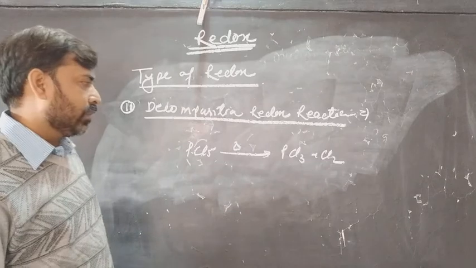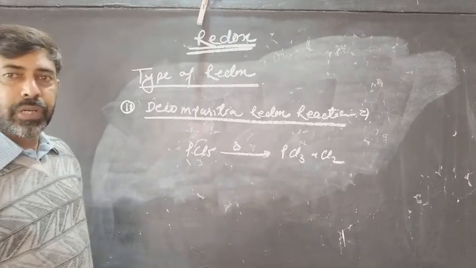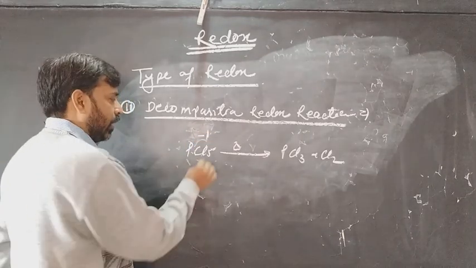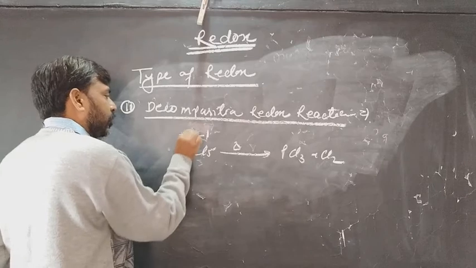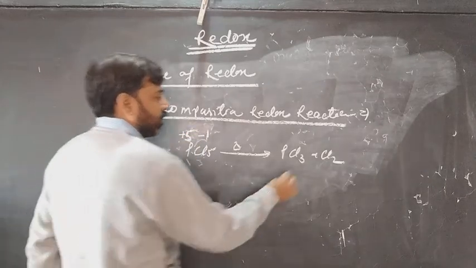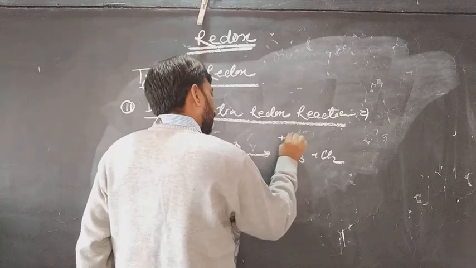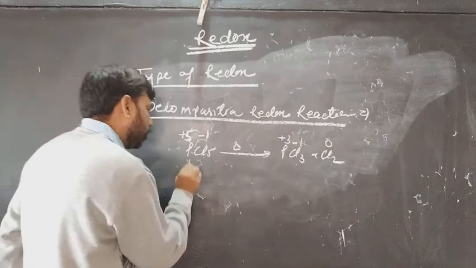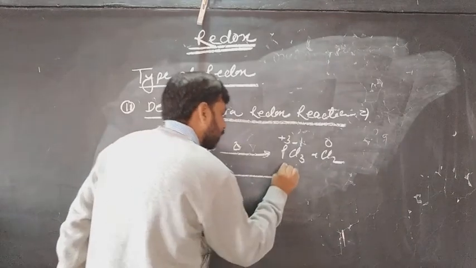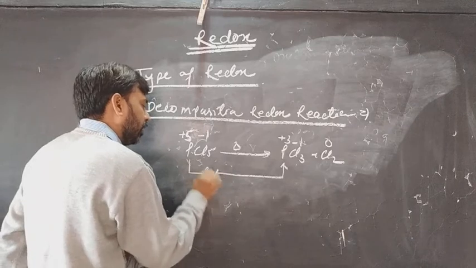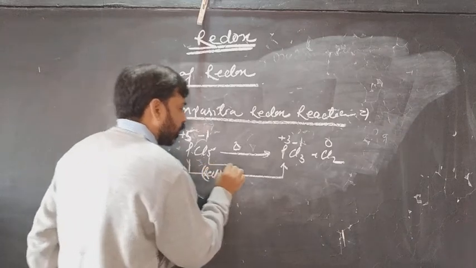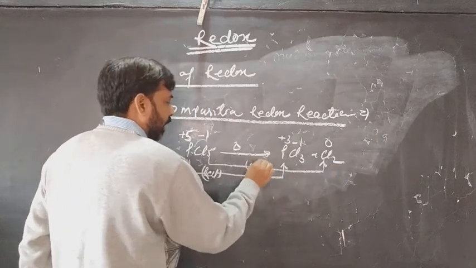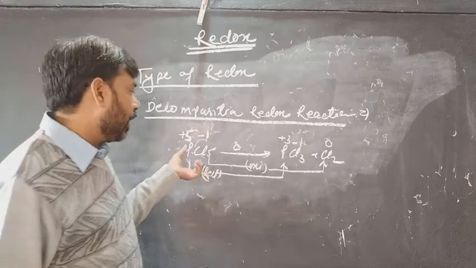Now in this reaction, when you find the oxidation state of the different elements, the oxidation state of chlorine, which is a halogen, is -1, and with respect to chlorine, the oxidation state of phosphorus is +5, chlorine again -1, and then +3 and 0. Now see, phosphorus is moving from +5 to +3, that is a decrease in oxidation state, that is the reduction, and chlorine is moving from -1 to 0, that is the process of oxidation. So the reaction is redox as well as decomposition.